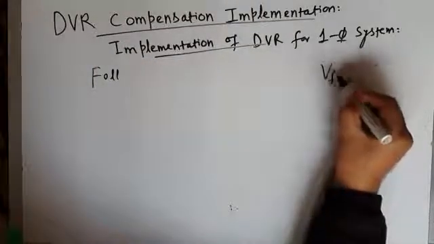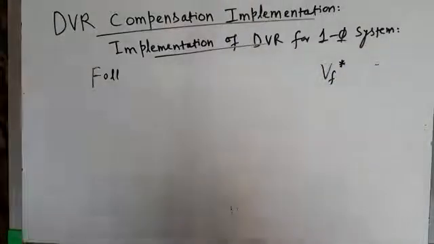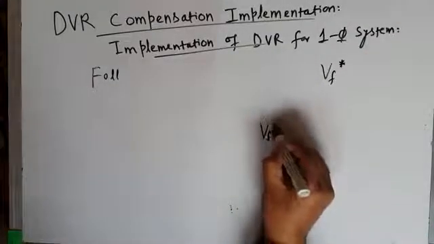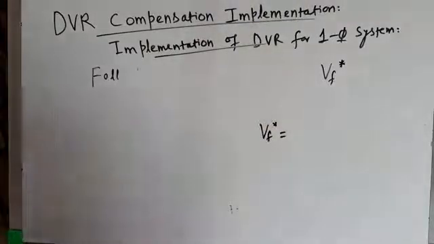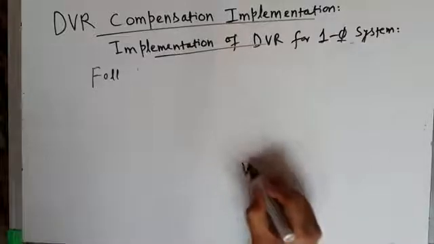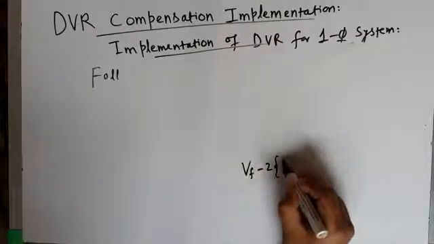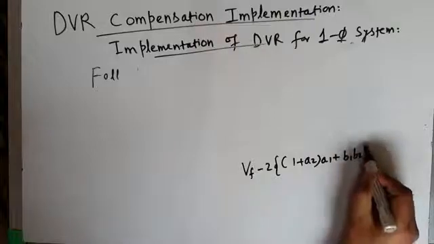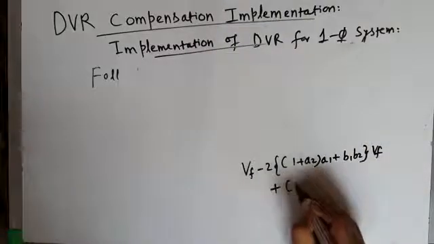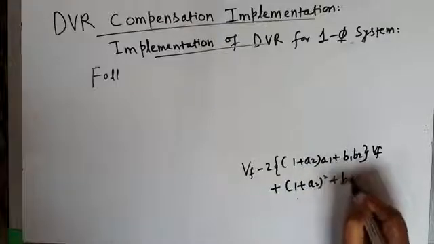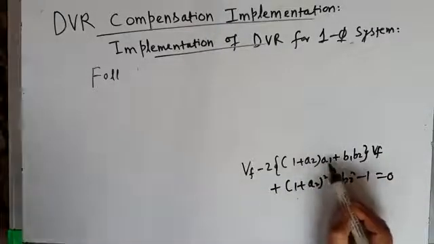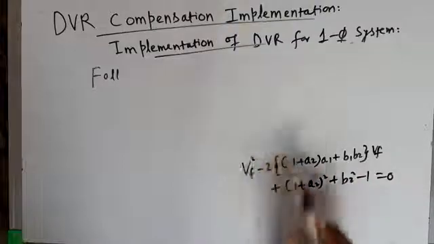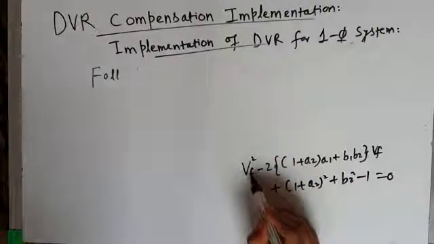The idea is to calculate this Vf star, that is the DVR injected voltage, the reference voltage. And we know Vf star from one of the previous classes; it is given by this equation: Vf square minus 2 into (1 plus A2 into A1 plus B1 B2) into Vf plus (1 plus A2) whole square plus B2 square minus 1 equal to 0. If you know A1, A2, B1, B2, you can find this Vf. You can find this DVR injected voltage.